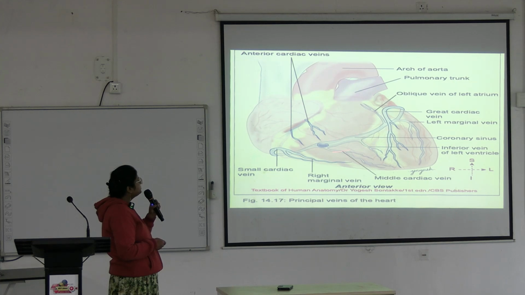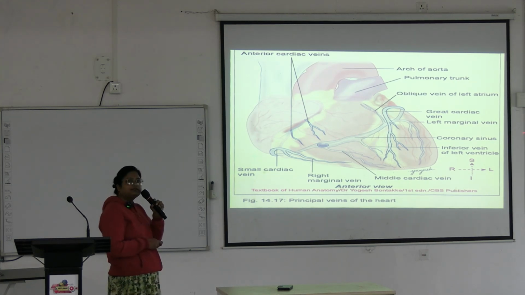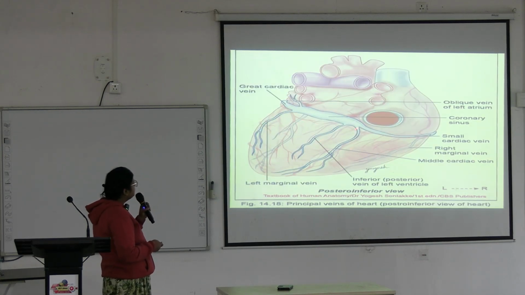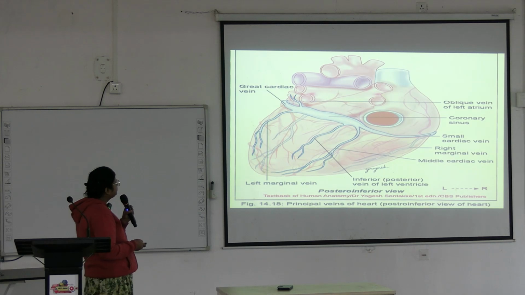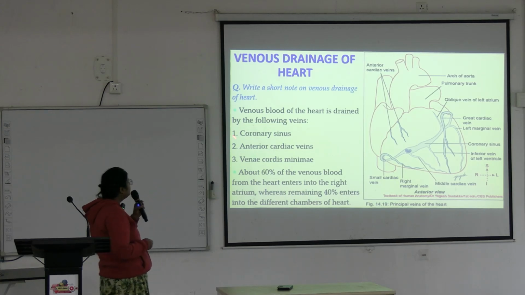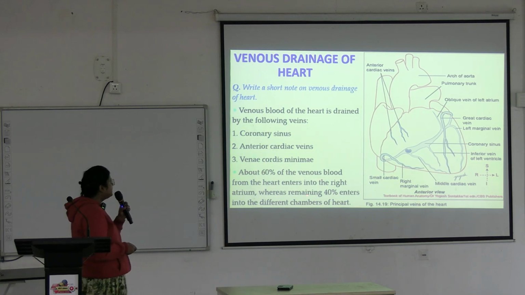All these are draining into this coronary sinus. And here is the opening of coronary sinus into the right atrium. Okay. This is the position of coronary sinus. All the veins are going to drain here. So venous drainage of heart, venous blood of heart is drained by these following veins: coronary sinus, anterior cardiac veins, venae cordis minimae. About 60% of venous blood from the heart enters into the right atrium, whereas remaining 40% enters into different chambers of the heart.